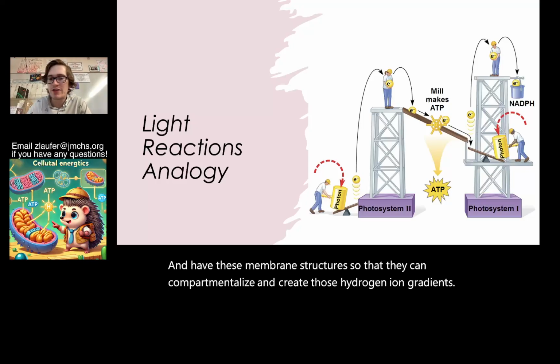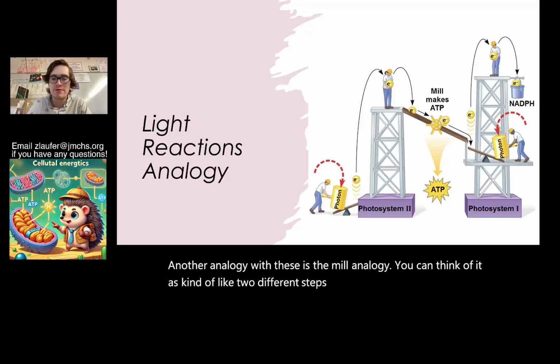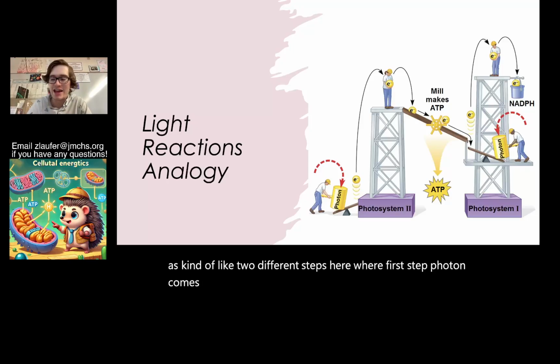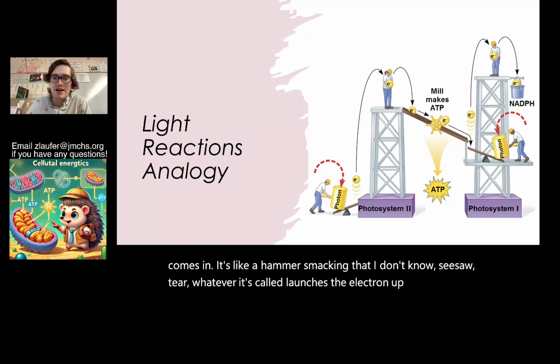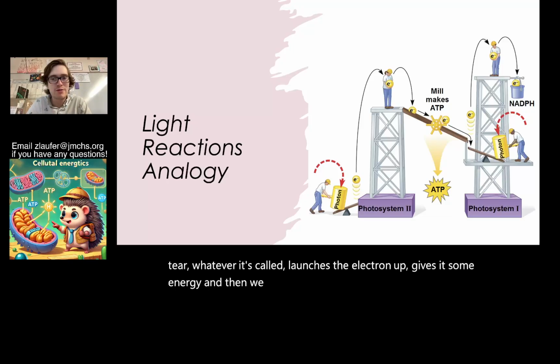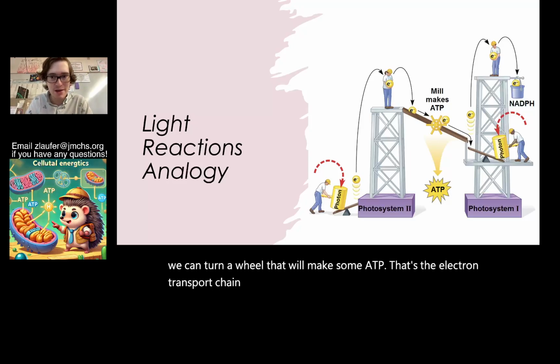Another analogy with these is the mill analogy. You can think of it as kind of like 2 different steps here, where first step, photon comes in. It's like a hammer smacking that, I don't know, seesaw, teeter-totter, whatever it's called. Launches the electron up, gives it some energy, and then we slowly roll the electron down a ramp so that we can turn a wheel that will make some ATP. That's the electron transport chain and chemiosmosis step.